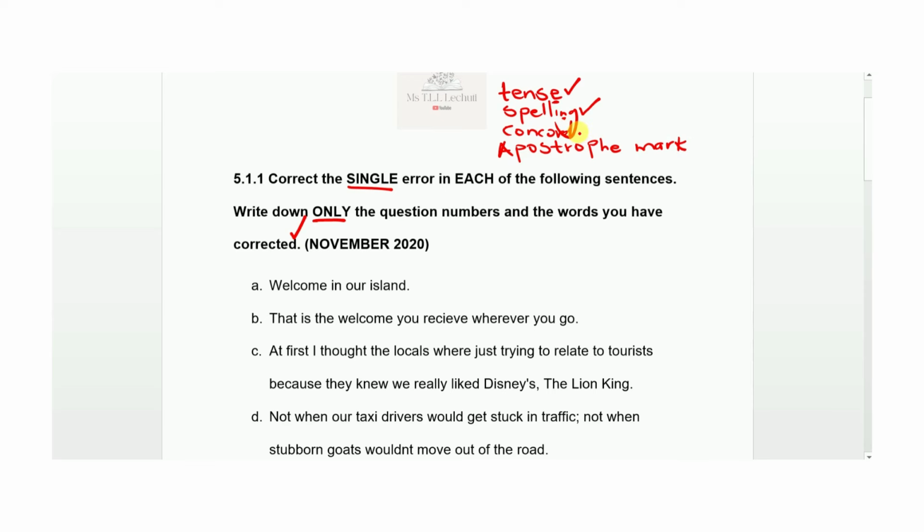The third thing that you need to look out for when you correct errors in sentences is concord. When you talk about concord, we talk about subject-verb agreement. Are the words in agreement? For any sentence in English to convey meaning, to make sense, to be logically correct, or to be grammatically correct for that matter, because here we are dealing with grammar, the words must agree.